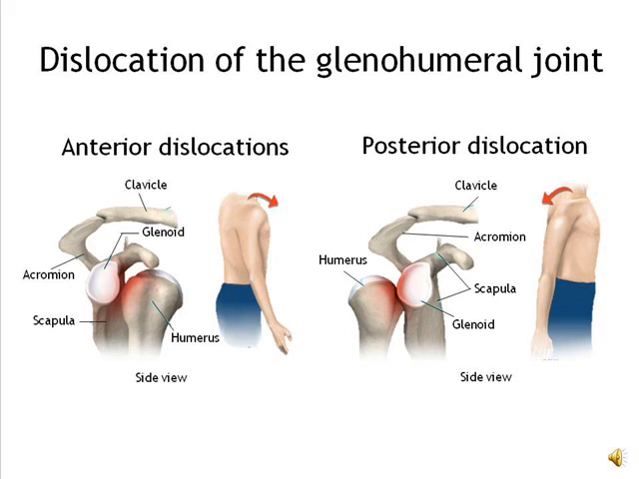Posterior dislocations of the shoulder are much less common than anterior dislocations of the shoulder. Posterior dislocations often occur from seizures or electric shocks when the muscles of the front of the shoulder contract and forcefully tighten.